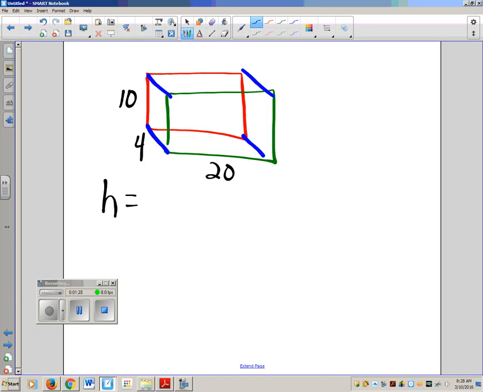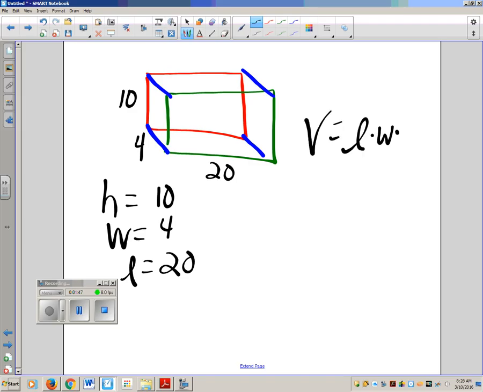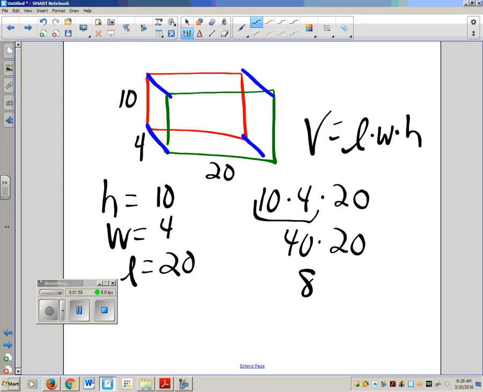You are writing all of this. Height is 10. Width, I said it again, width is 4, and your length is 20. Remember your formula, length times width times height. All you got to do, 10 times 4 times 20, 40 times 20, 800 would be the volume.